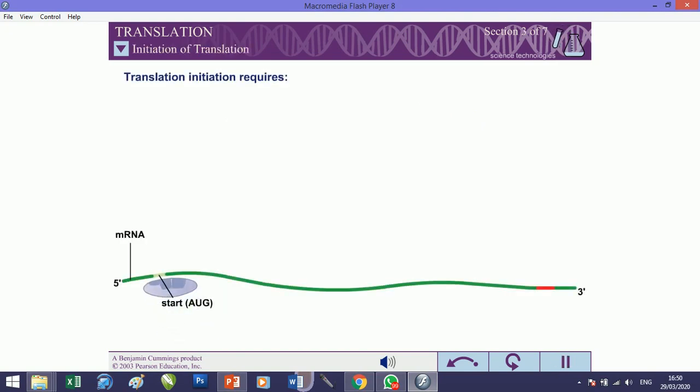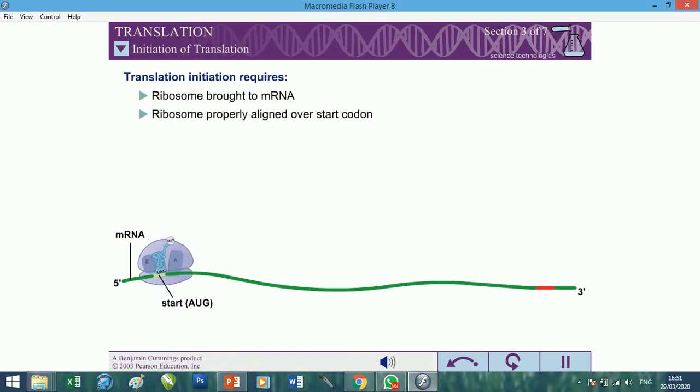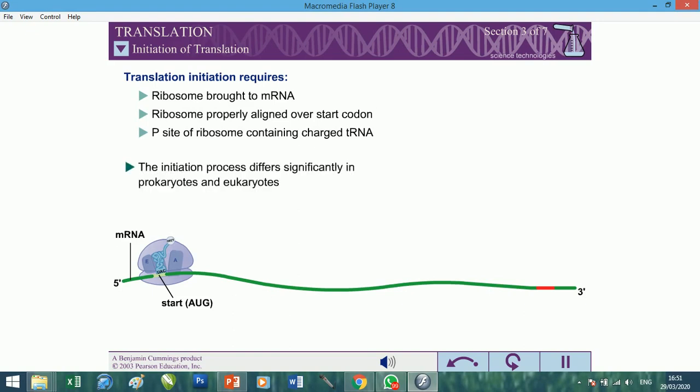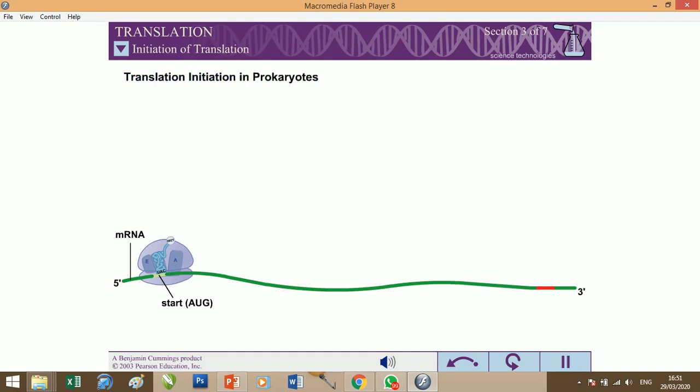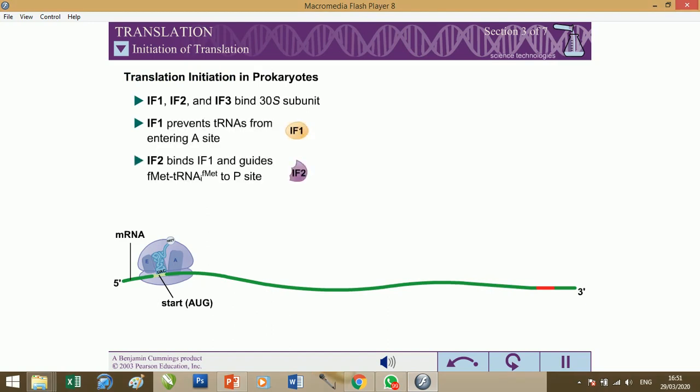For translation to begin, the ribosome needs to be seated properly over the start codon of the mRNA, with a charged tRNA in the P site. This process of initiation, which differs significantly in prokaryotes and eukaryotes, is aided by a number of translation initiation factors. First, we will describe prokaryotic translation initiation, which requires 3 initiation factors, IF1, IF2, and IF3. Each binds the 30S small ribosomal subunit.